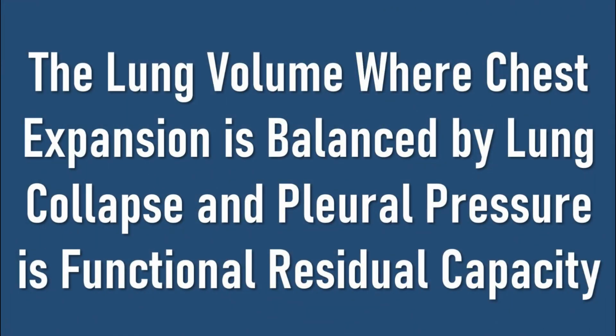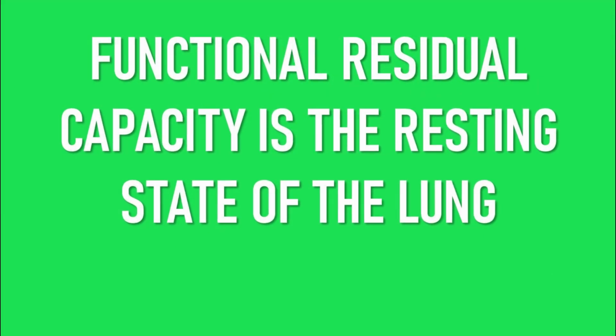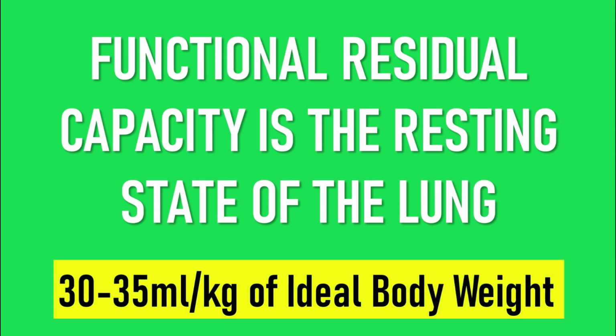Why this is important is because the lung volume, where the tendency of the chest to spring outwards is balanced by the tendency of the lung to collapse inwards, and the pleural pressure in between, is known as the functional residual capacity. The functional residual capacity, therefore, is the resting state of the lungs. It's where breaths start. It represents 30 to 35 mils per kilo of ideal body weight.